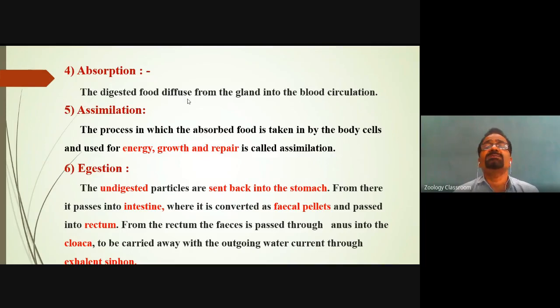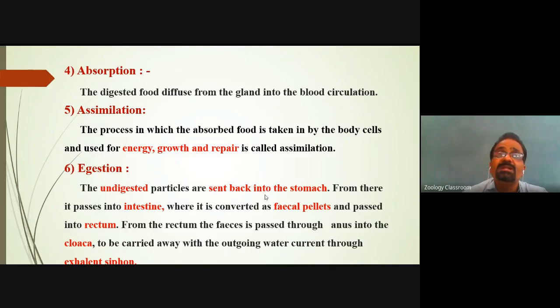The digested food diffuses from the gland into the blood circulation because blood capillaries are supplied directly, तिथून blood. Assimilation: the process in which the absorbed food is taken by the body cells and used for energy, growth and repair is called assimilation. Egestion, important part. Egestion. Now, whatever food is undigested, that undigested food is sent back into the stomach.